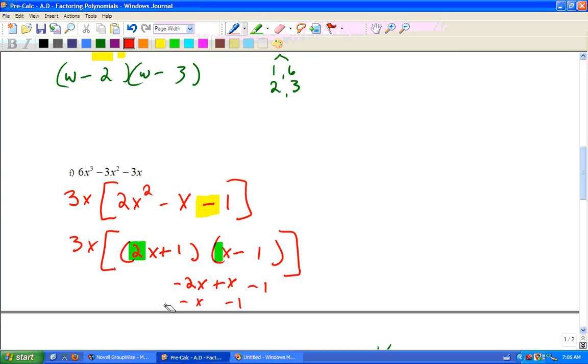So we know our final expression can be 3x times 2x plus 1 times x minus 1.